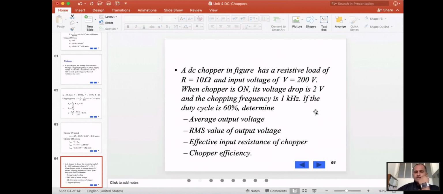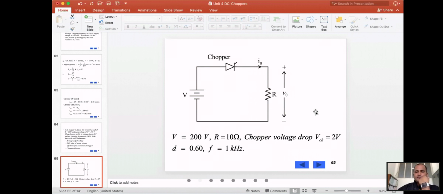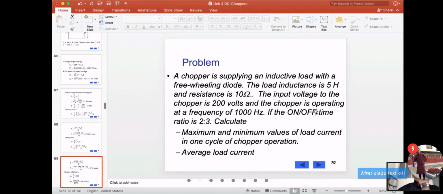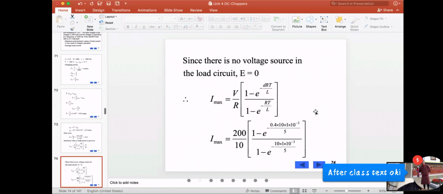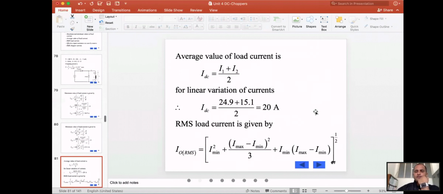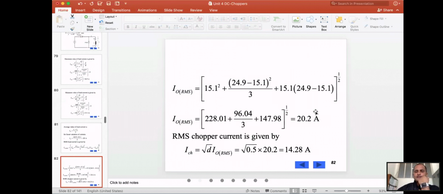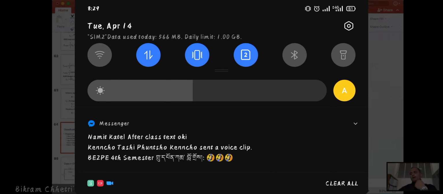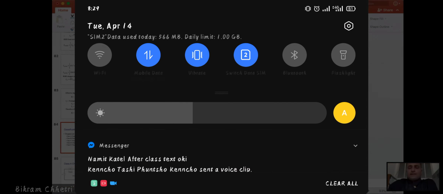This also you can do yourself. Okay, try yourself. It's quite simple. Whatever we have done here, there are so many problems, please solve them yourself. These are the formulas which you have already done in the last classes to find out the maximum current and minimum current. Now we'll go to the classification of a chopper.